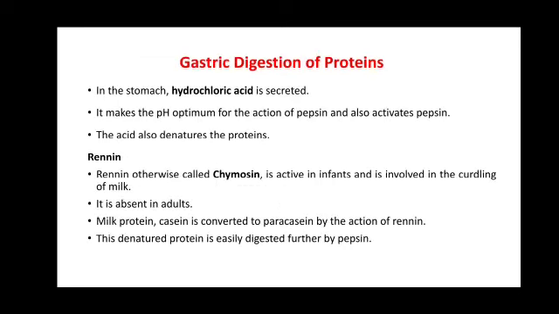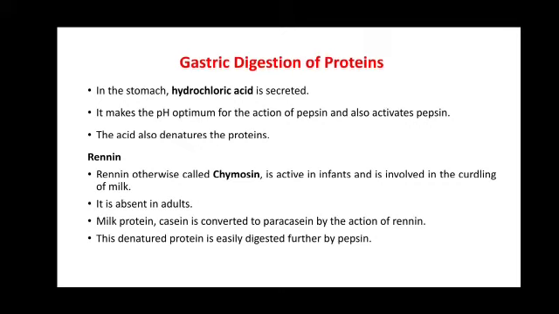When we consume proteins, they get digested to amino acids. In the stomach hydrochloric acid is present, which we call HCl. It makes the pH optimum for the action of pepsin and also activates pepsin. The acid also denatures the protein. There is no protein digestion in the mouth, so it goes directly to the stomach, where the proteins are denatured by HCl.